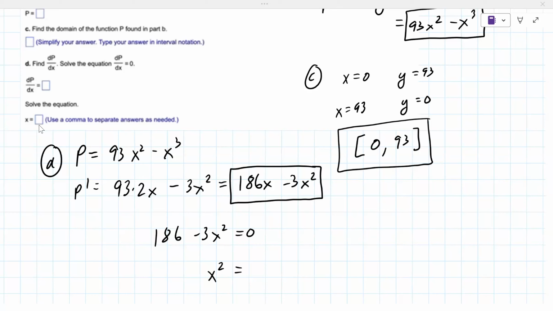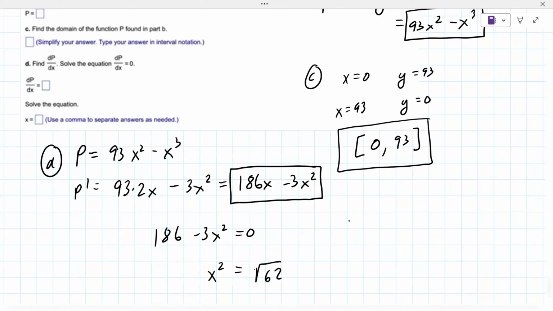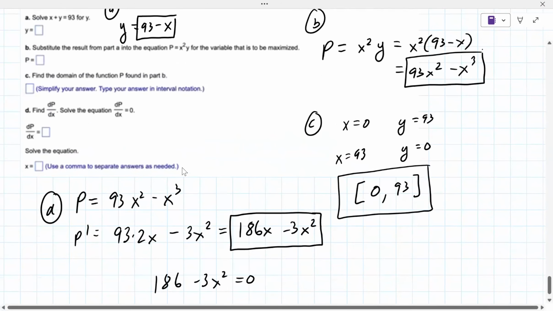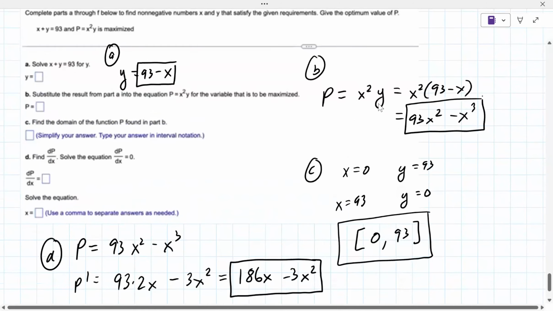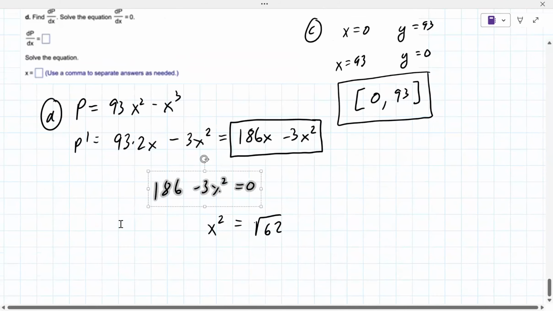When you put your cursor in that box there for x equals, does the square root tool come up? It has that as one of the options. Yeah. Okay. So the answer here ends up being the square root of 62. I feel like there's something wrong here. Let me just double check. Okay. 93x squared, 2 times 93 is 186 minus 3x squared. Okay, I see what the issue is. Boy, I am struggling today.